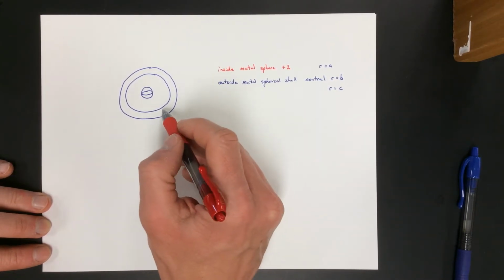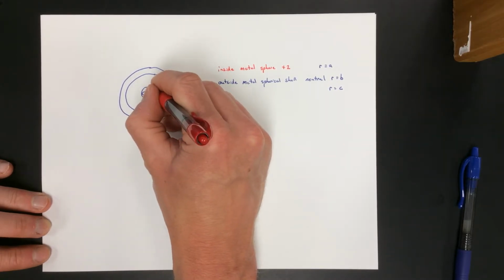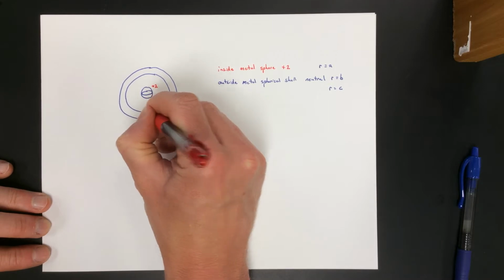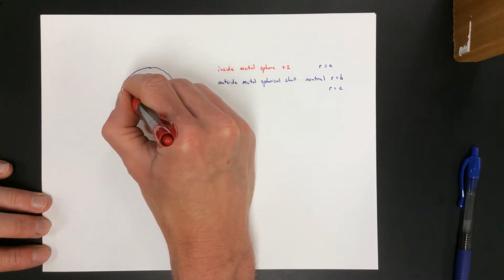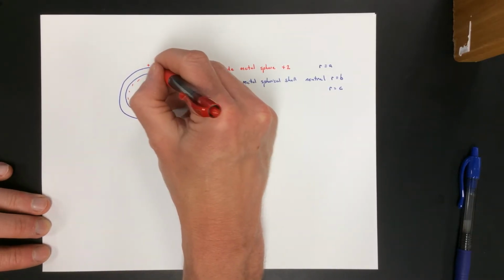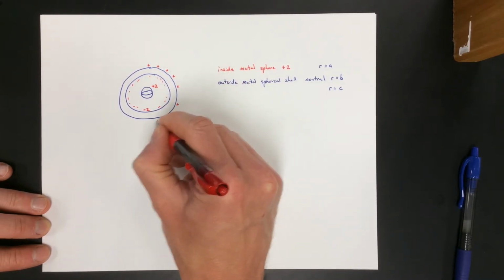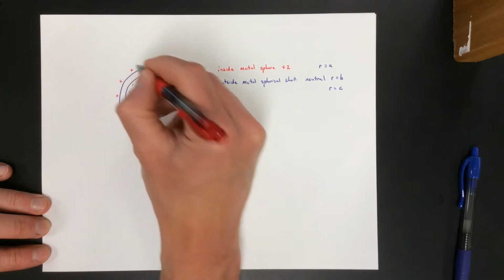First of all, we need to talk about the fact that this is going to get some charge induced. So if this is a +2 on that sphere, it's going to induce a -2 charge on the inside of this thing. So all these minuses are going to accumulate on the inside of that spherical shell, and then the outside is going to be left positive. Now again, the shell itself is still neutral.